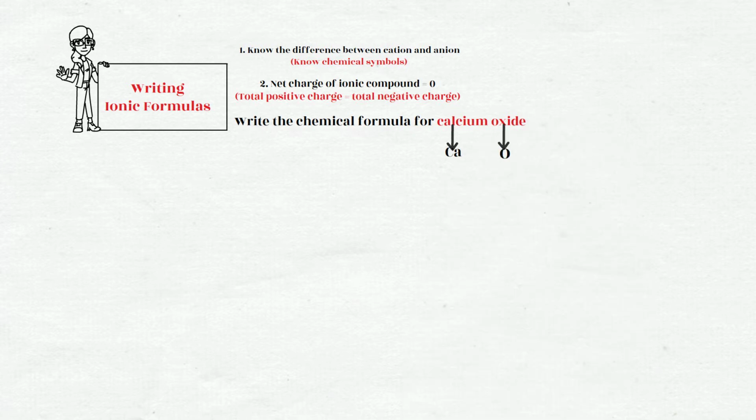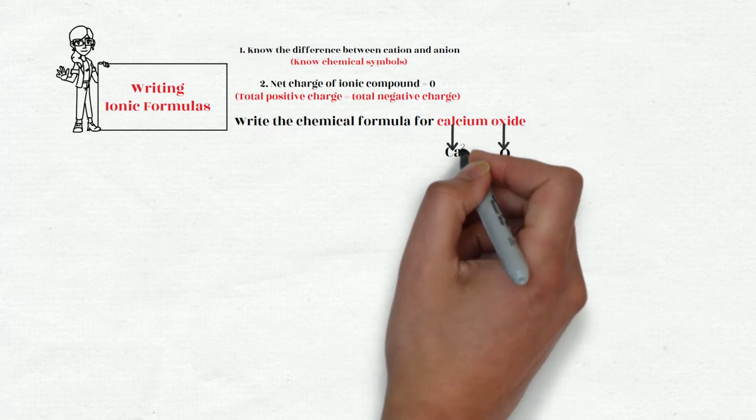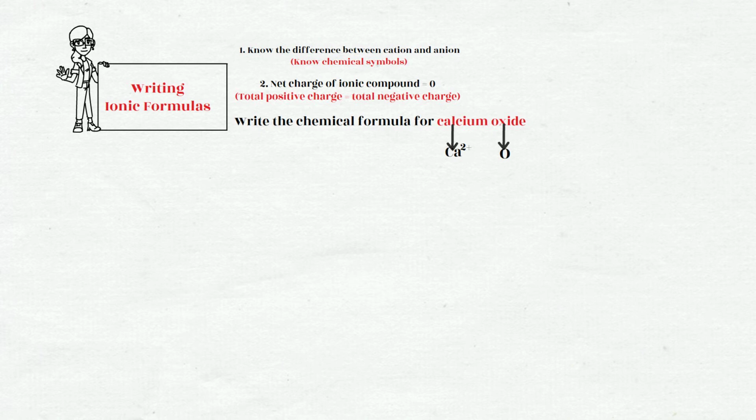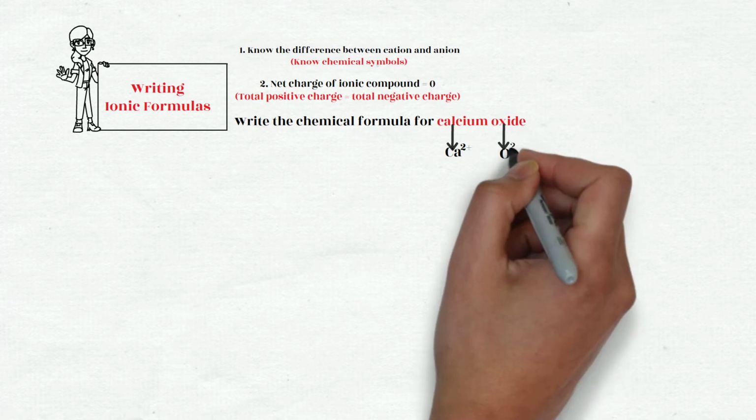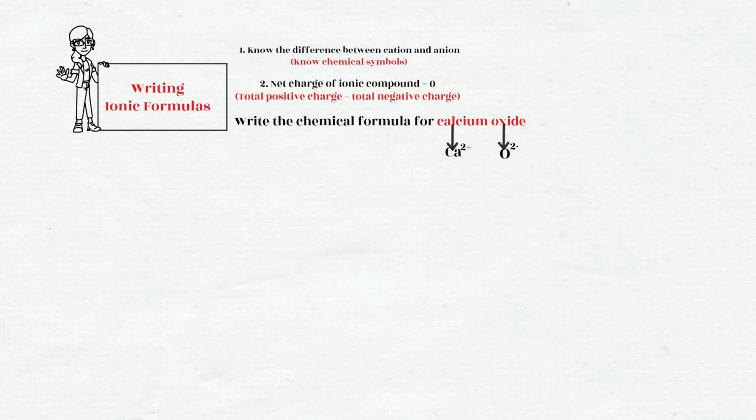Following which, determine the charges of the ions based on the element's group on the periodic table. Calcium is a group 2 element and thus has a charge of +2. As a result, it will be written as Ca2+. Oxygen is a group 6, or some think of this as group 16. Either way, elements in this group form ions with -2 charge. Thus, oxide is going to be written as O2-.